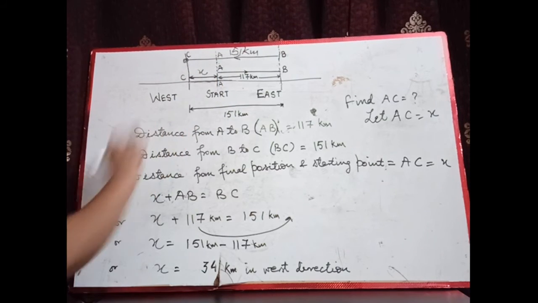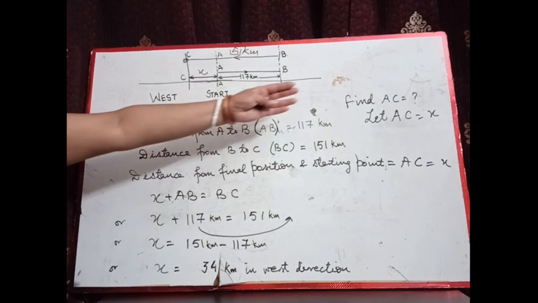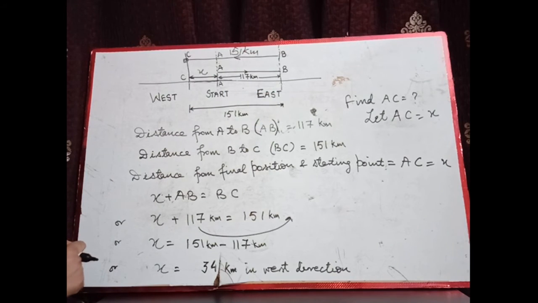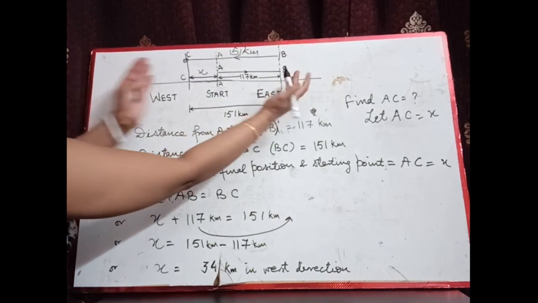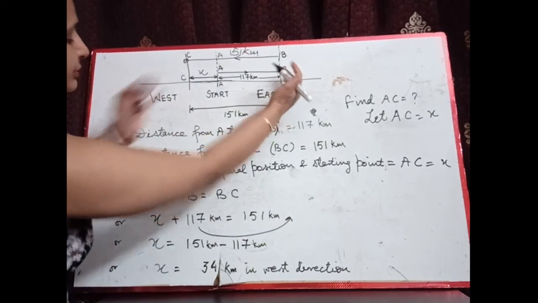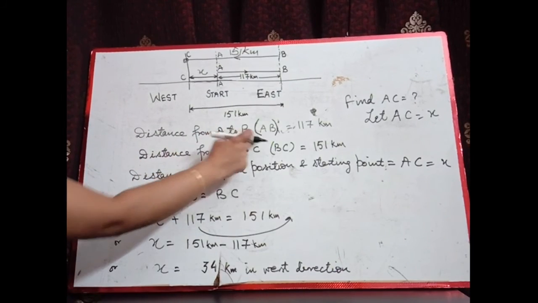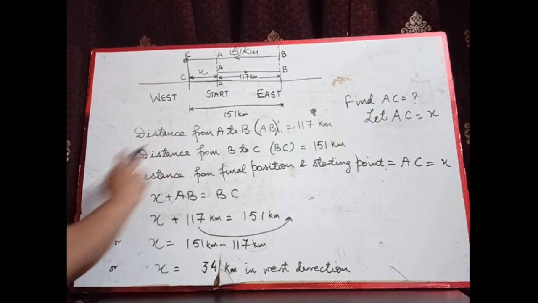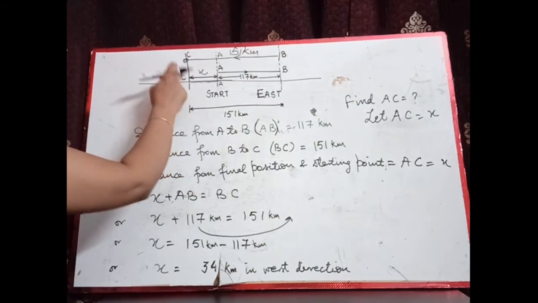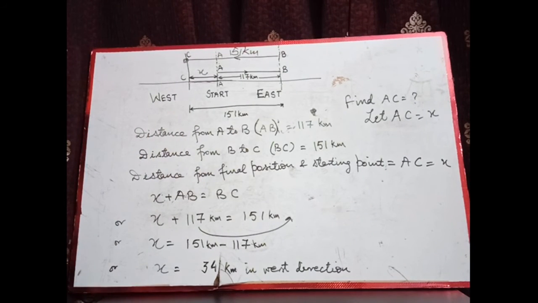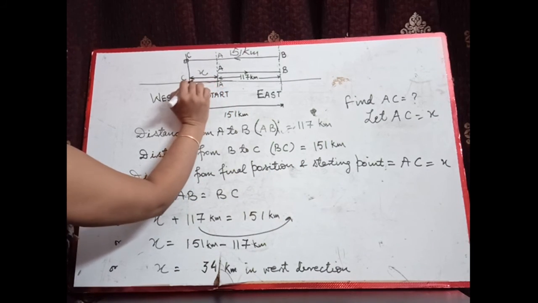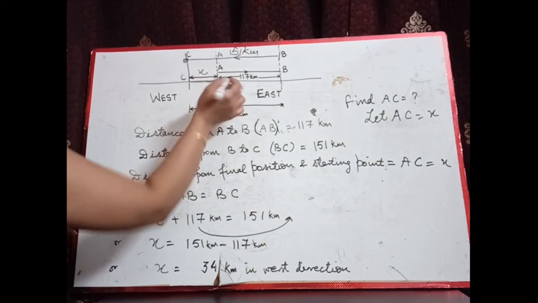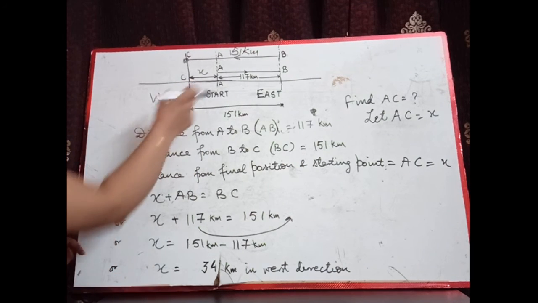Let us suppose this distance is X. We have to find AC. Let's suppose AC is equal to X. So we will say X plus 117 is equal to the total 151 kilometers. The distance from A to B, AB, is equal to 117 kilometers. The distance from B to C, that means the total distance, is 151 kilometers, and we have to find the distance between the final position and the starting position, that means from C to A or A to C. So let's suppose this distance is X.